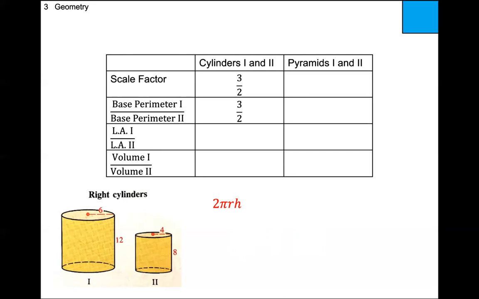Okay, now I can handle this. On the first one, the radius is 6 and the height is 12, but check it out. I'm making a fraction, so I also need the bottom. That means the lateral area of shape number 2, and its radius is 4 and its height is 8. So I'm going to throw that in there. See where I'm getting those numbers from? 2 pi RH is the formula. The ratio is shape 1 over shape 2, and I'm just plugging in those numbers.